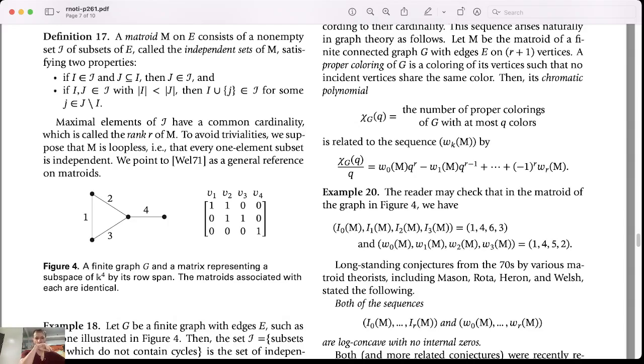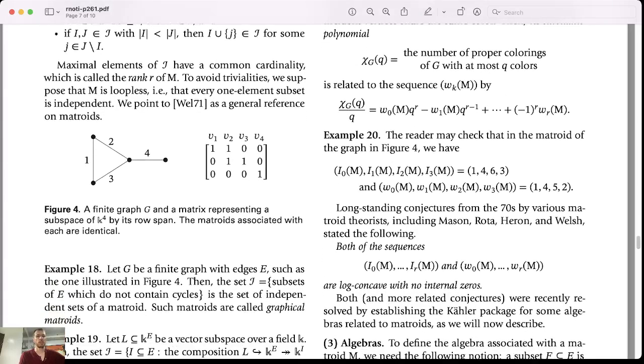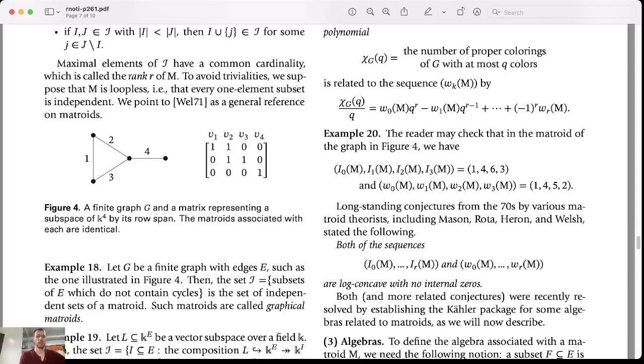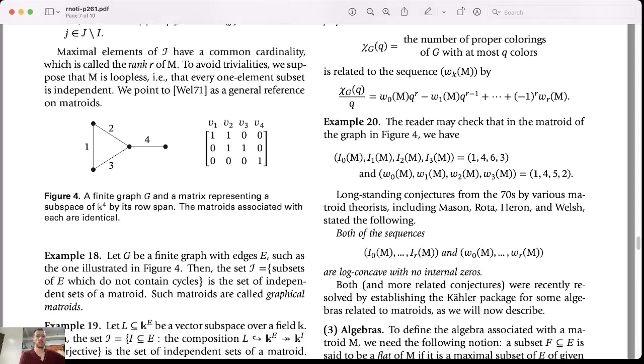What does this say? If you have a small element and a big element, then you can take some element of the big element not in the small element, add it to the small element, and remain in the matroid. Maximal elements of 𝓘 have a common cardinality, which is called the rank r of M. To avoid trivialities, we suppose that M is loopless, i.e. that every one element subset is independent.